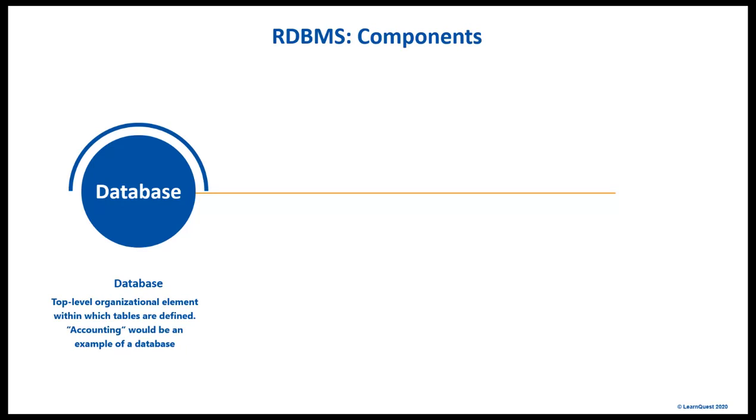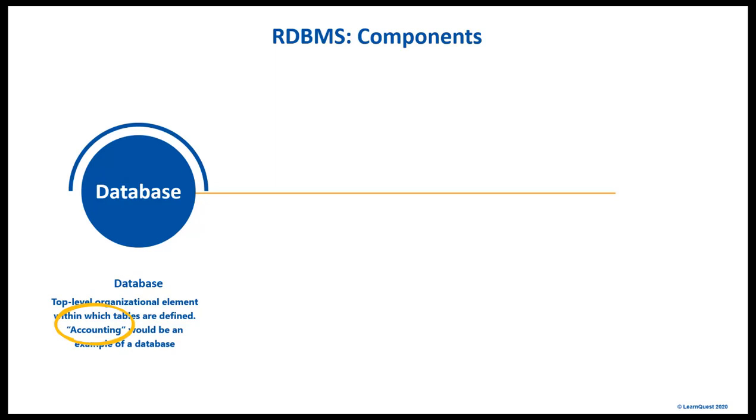There are some key components to a relational database management system. The first piece of that puzzle is a database. Database is at the top of a database management system. Before you begin designing any database, you have to describe the database and what purpose it's going to serve. For example, I've used accounting in our little example here. Accounting would be the top level definition of a database.